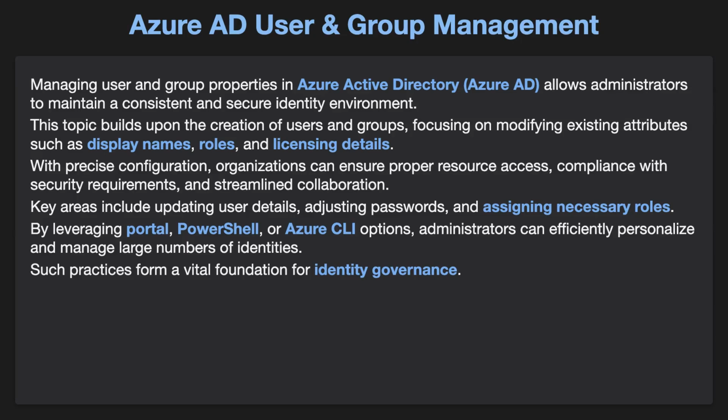Managing user and group properties in Azure Active Directory, Azure AD, allows administrators to maintain a consistent and secure identity environment. This topic builds upon the creation of users and groups, focusing on modifying existing attributes such as display names, roles, and licensing details. With precise configuration, organizations can ensure proper resource access, compliance with security requirements, and streamlined collaboration. Key areas include updating user details, adjusting passwords, and assigning necessary roles.